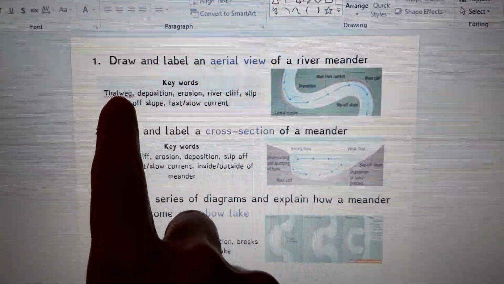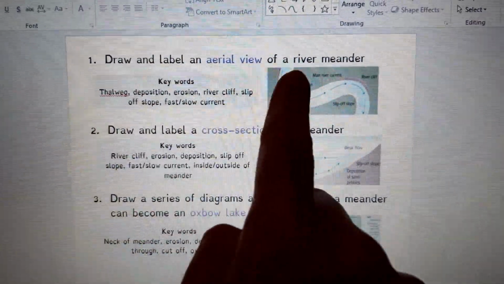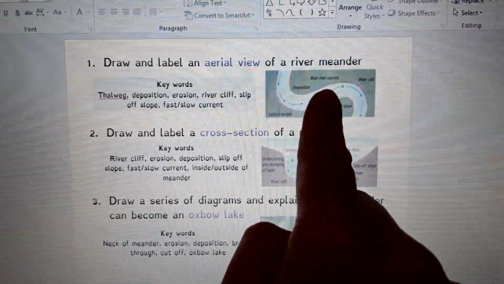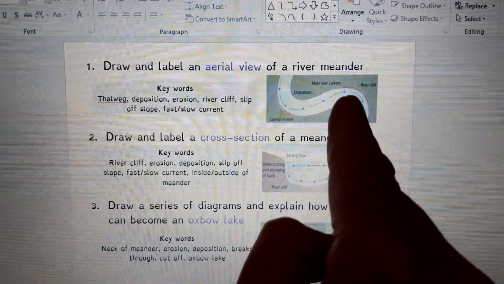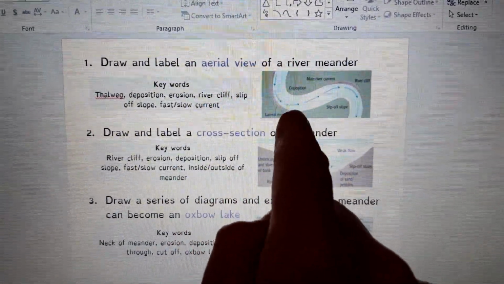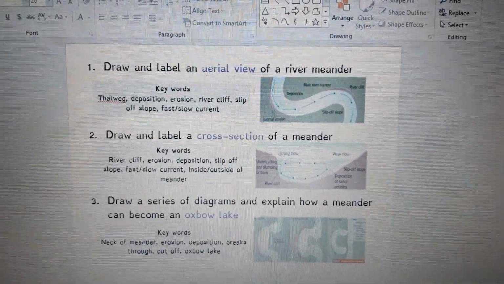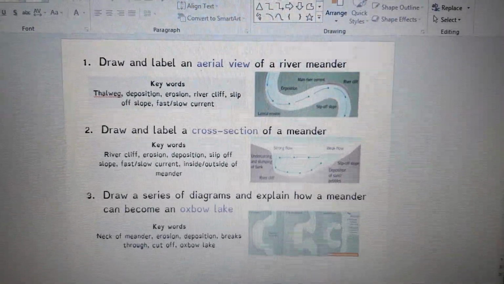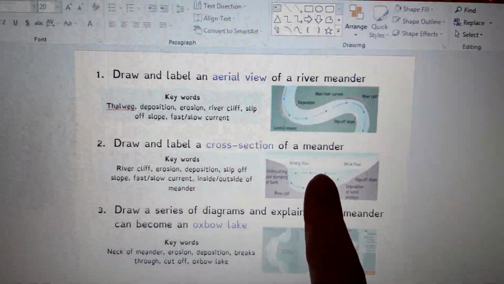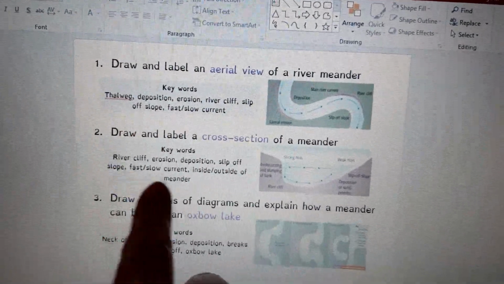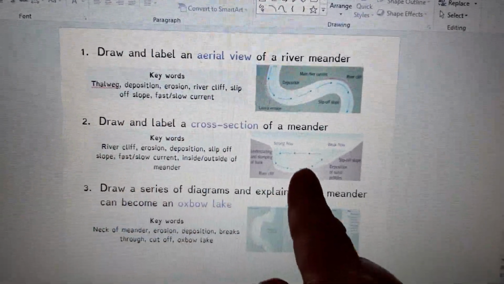Remember thalweg, that's a really difficult word. It means this line of arrows where the current is flowing. Okay, so try and write sentences for your labels. That's task 1. Task 2, to draw a diagram of a cross section. That's where you're taking like a slice through. It looks like this. Again, make sure you've got these words included in your labels, and try and write your labels as sentences.